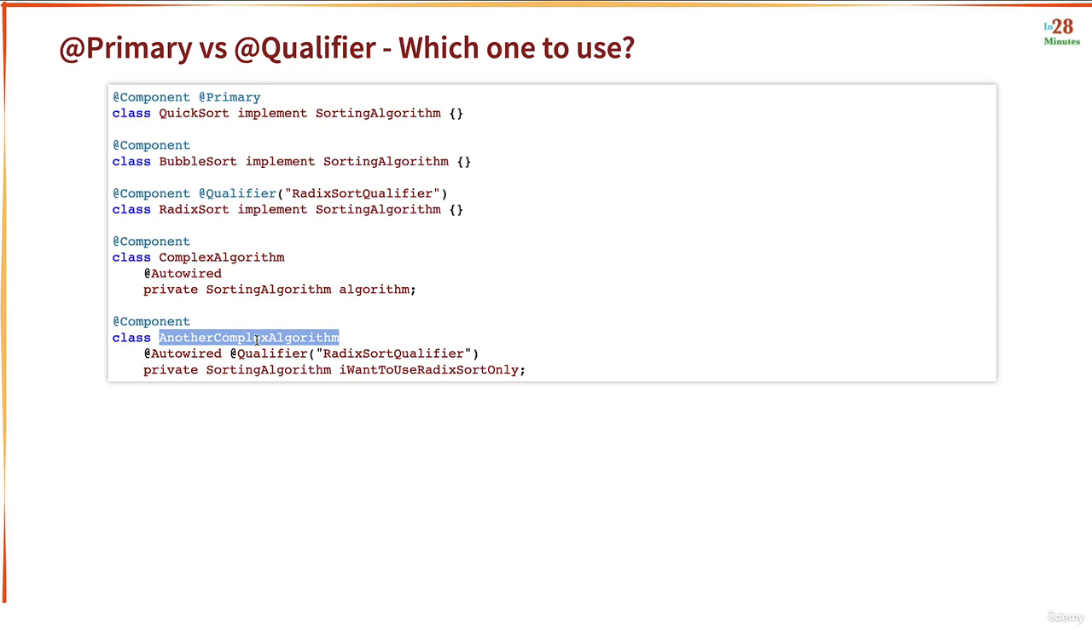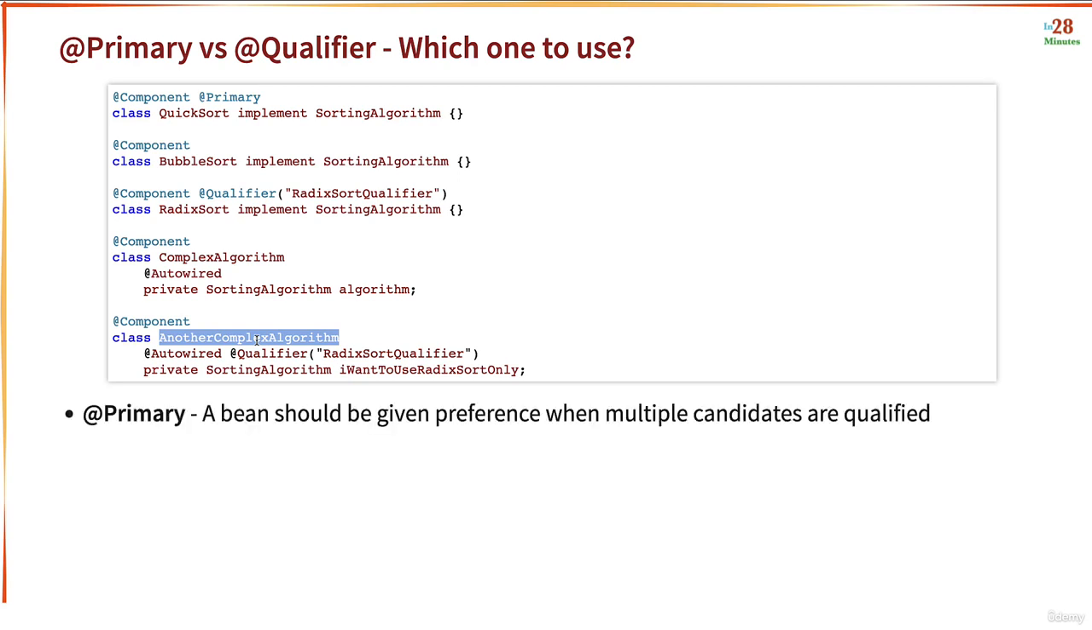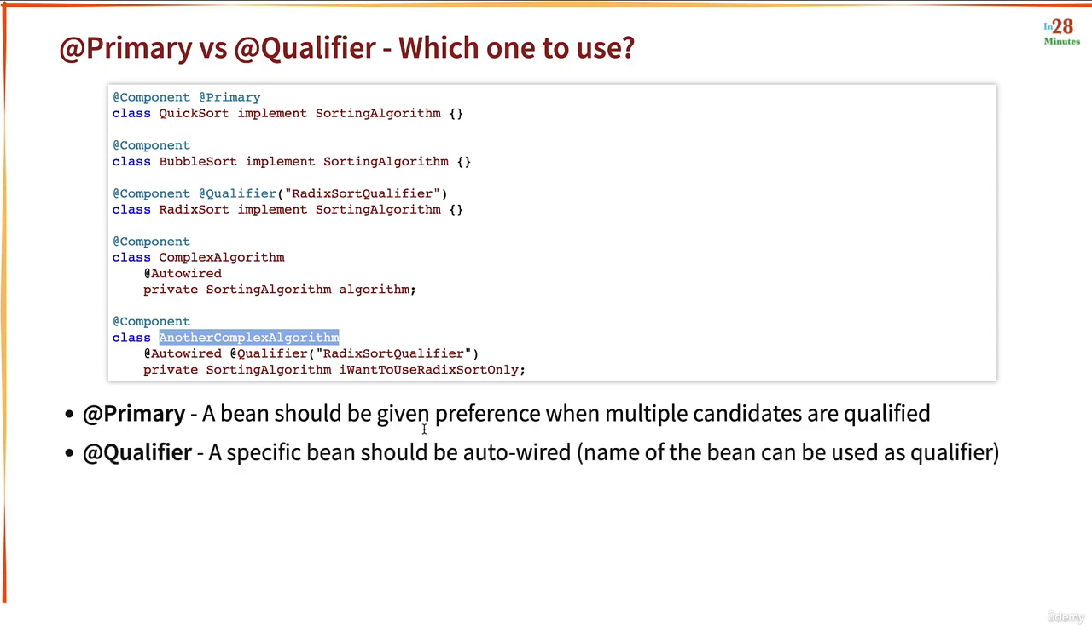Now the question is, when do you use @Primary and when do you use @Qualifier? @Primary, what does it mean? It means that a bean should be given preference when multiple candidates are qualified. When I have 5 beans, and if one of them has @Primary on it, then that bean would be given preference. @Qualifier, a specific bean should be auto-wired. What @Qualifier does is it would auto-wire a specific appointed bean in.